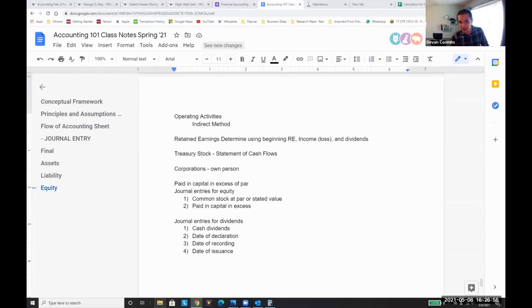You need to know your treasury stock journal entries. Remember that treasury stock is generally a reduction to equity, right? It's not an asset. And it's its own account.